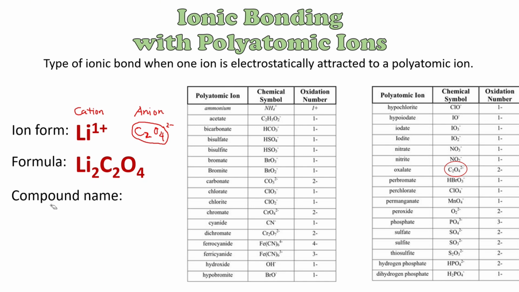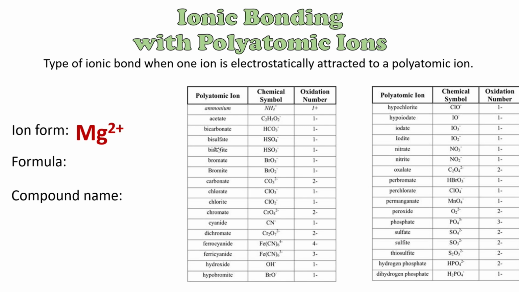Okay? Now, what is the compound name? The compound name is still the same. Whatever the name of the cation plus the name of the anion. So, lithium is the name of our cation, and the name of our anion is oxalate. So, the name is lithium oxalate. That's it. That's how easy to name polyatomic ions in ionic bonding. Okay, next.